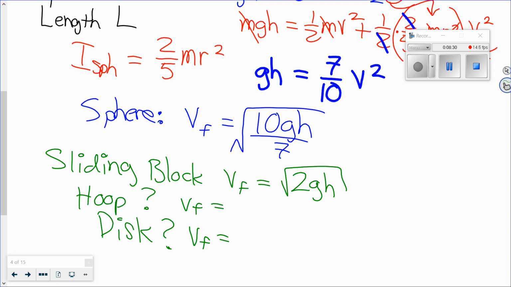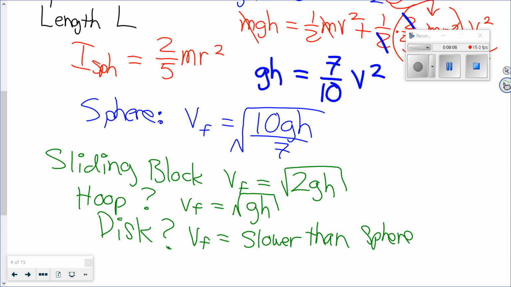If every little bit of the mass has to rotate because you have an empty hoop, then you actually get just GH. That's where I would have a half plus a half, because the hoop is MR squared, and it would get just GH. And the disk would be in between, slower than the sphere but faster than the hoop. We won't work out the fractions really fast.